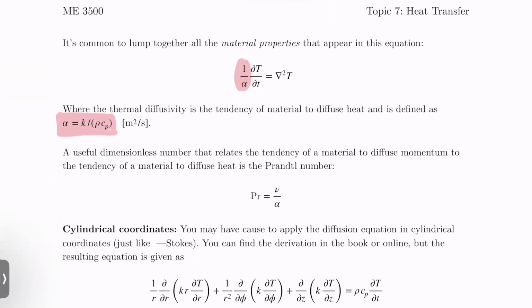Along those lines, there is another useful dimensionless number that relates the tendency of a material to diffuse momentum against the tendency of that same material to diffuse heat. And this is the Prandtl number. So this is the viscosity over the thermal diffusivity. Like I mentioned, the viscous diffusion in the momentum equation for fluids had viscosity times that second derivative of all the terms.